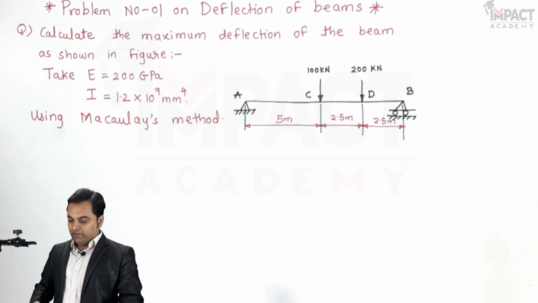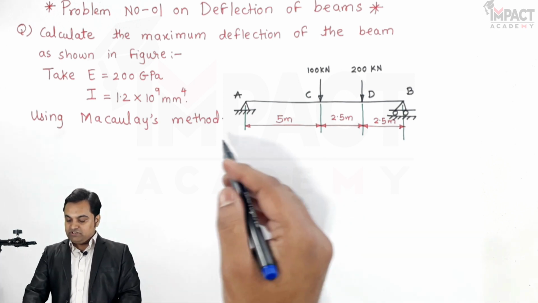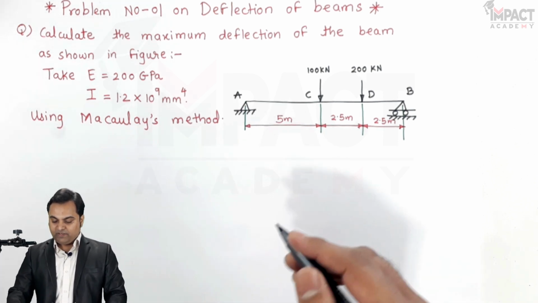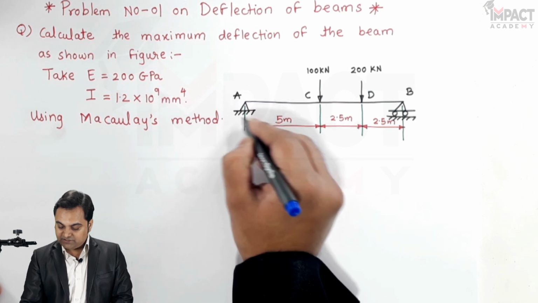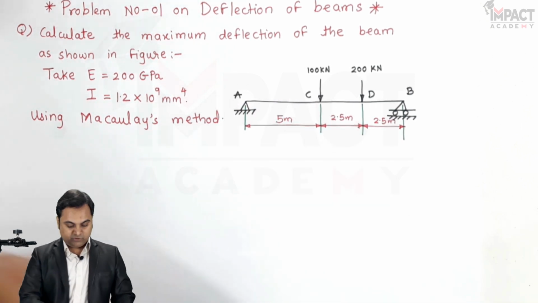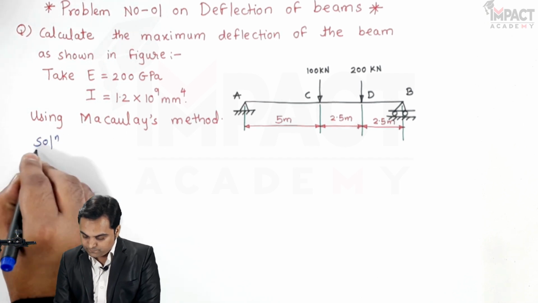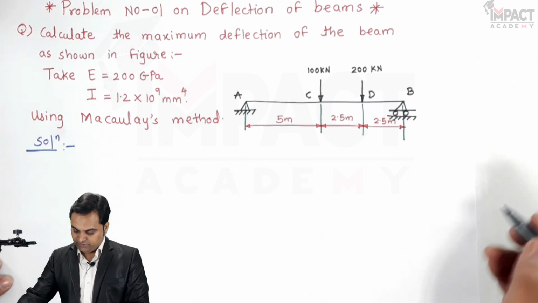First of all, when I look at this beam, it is a simply supported beam having supports at A and B. At A, it is hinge support, and whenever we have hinge support, at that time there would be two reactions. When I remove the support over here, I'll write it into the solution part. Drawing the beam again.